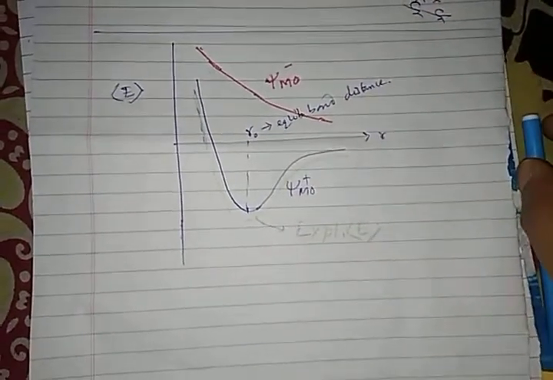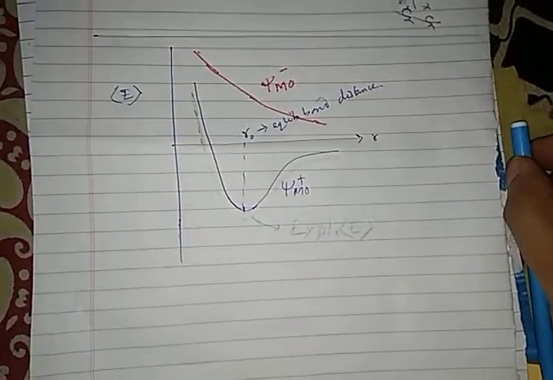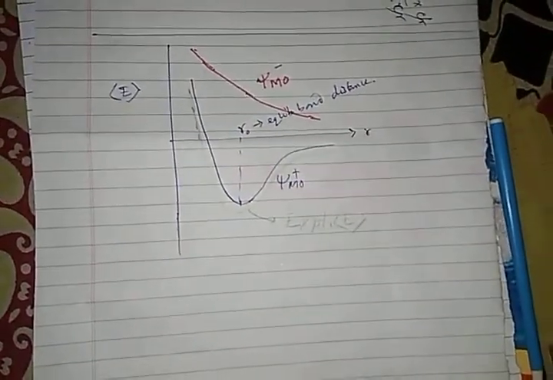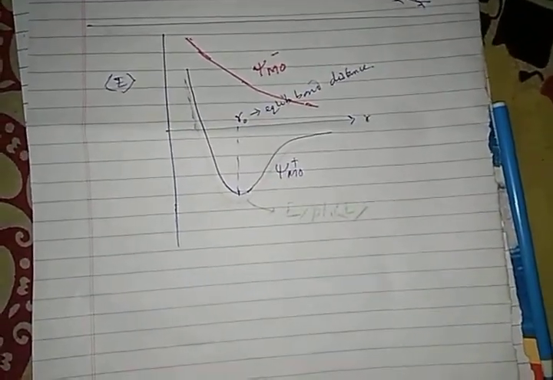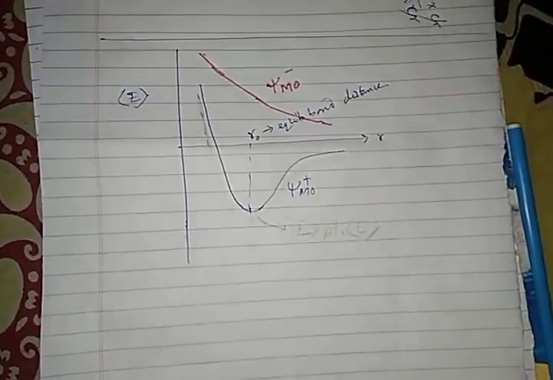But we know that according to the variation principle, we always have higher energy for a trial wave function, and it may be equal to the actual ground state energy when the trial wave function becomes the exact wave function.